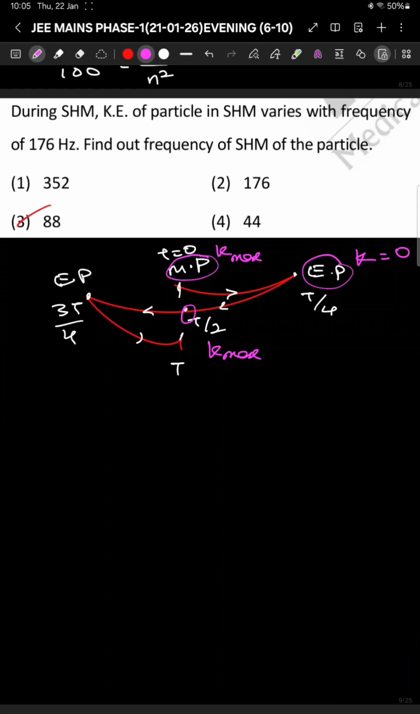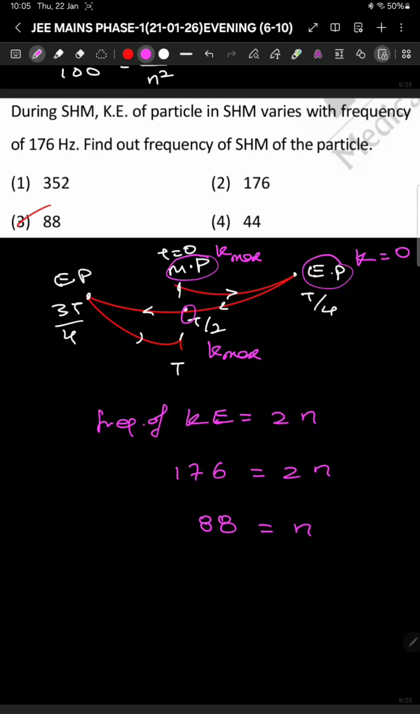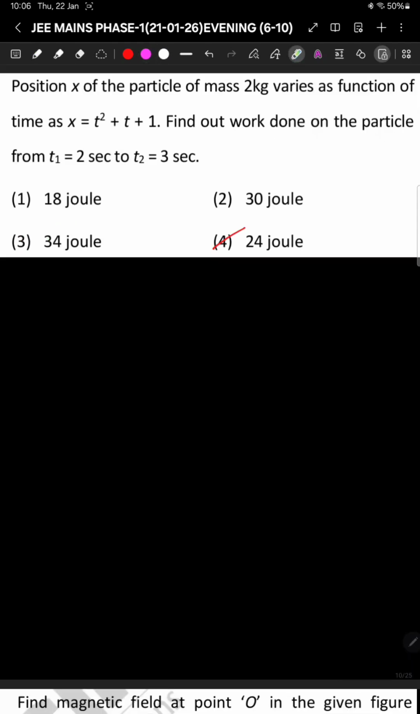When the time period is halved, the frequency will be doubled. So the frequency of kinetic energy will be double the frequency of oscillation of the particle. The frequency of kinetic energy is given as 176 Hz, which is 2 times the frequency of the particle. So the particle frequency becomes 88 Hz. This question belongs to work power energy.